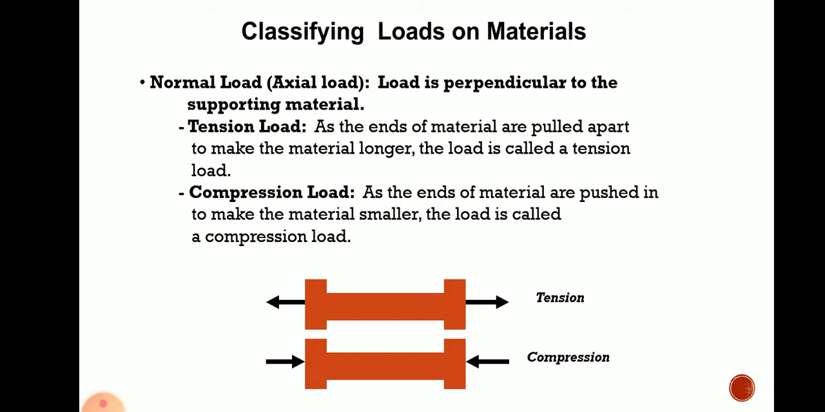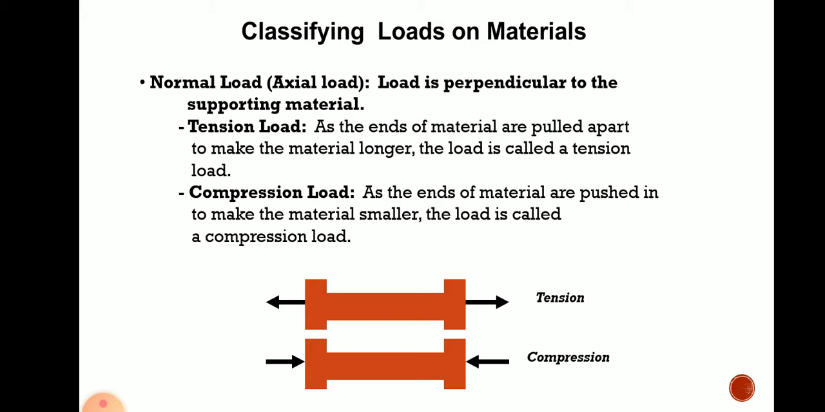In tensile load, as the ends of the material are pulled apart to make the material longer, the load is called a tensile load. And as the ends of the material are pushed in to make the material smaller, the load is called a compression load. So in those two figures, tension and compression loads are shown. Whenever the material is pulled away, that load is called a tension load. Whenever the ends are pulled towards each other, that load is called a compression load.